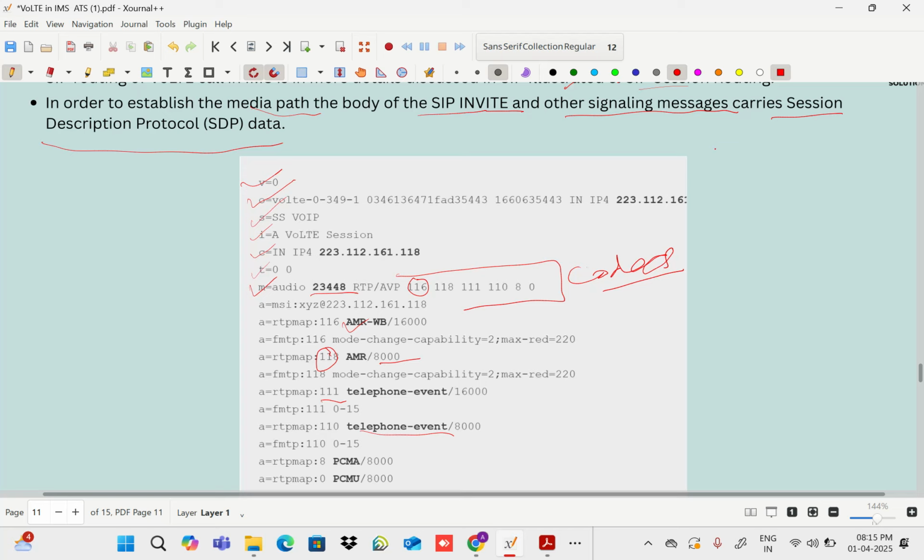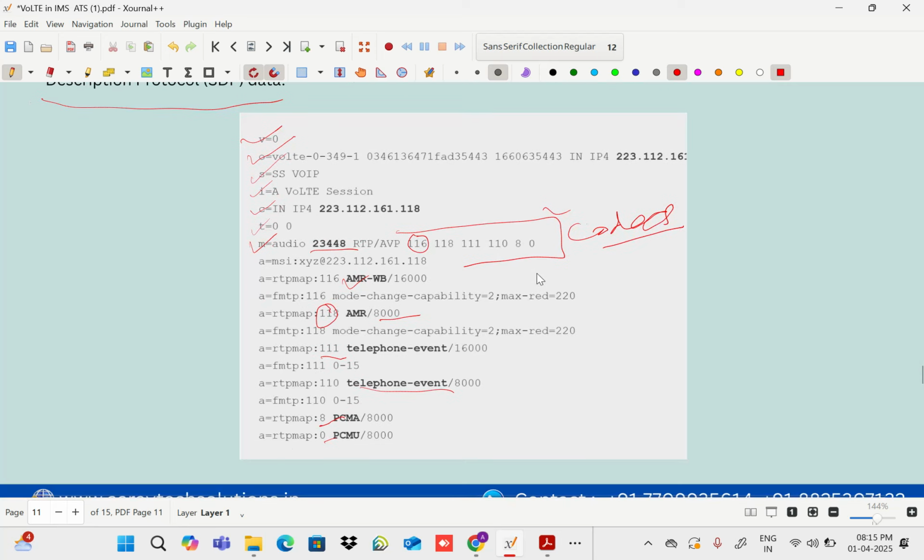110, 84 PCMA, 04 PCMA. So it's related to codecs.